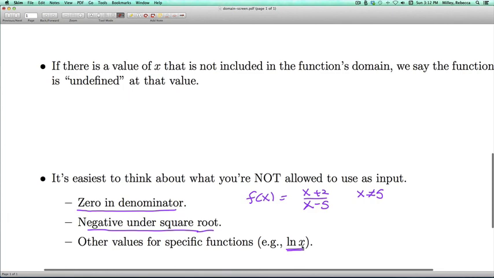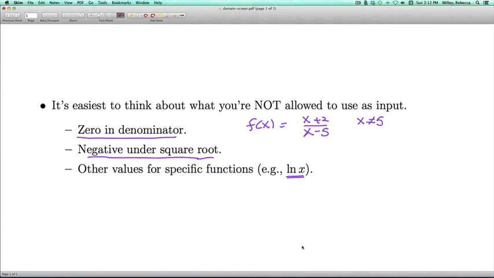As you work through the practice worksheet on functions, keep in mind that a function is a machine with input and output, that there's a relationship between the input independent variable and output dependent variable, and some functions have only a subset of numbers that you're allowed to use as input, and that set of numbers that you're allowed to use as input is called the function's domain.